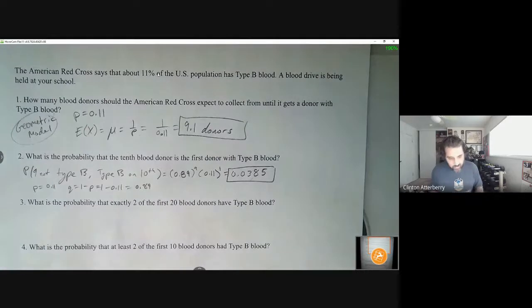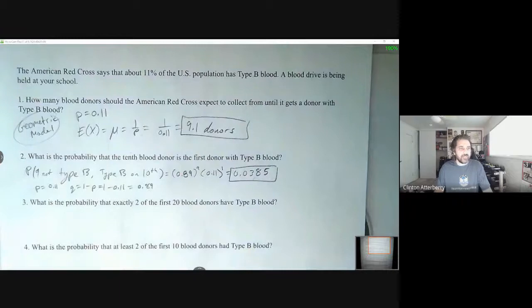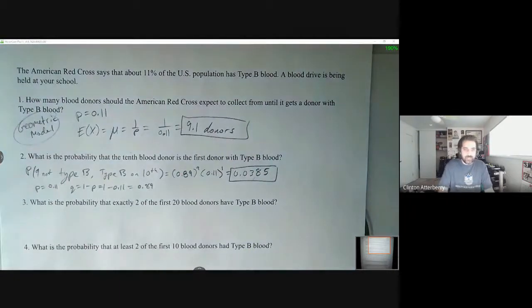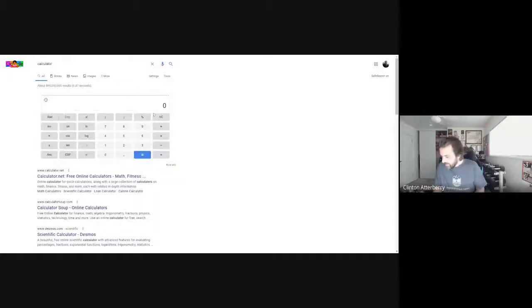Let's say, if you guys use the Google calculator, I like their calculator. So I'm going to show you that real quick. Let's go to a tab. All right. So if you guys are here at the Google calculator, you could do the same thing. You can say parentheses 0.89.